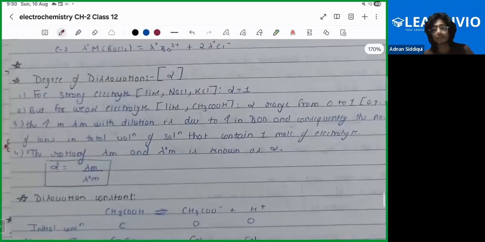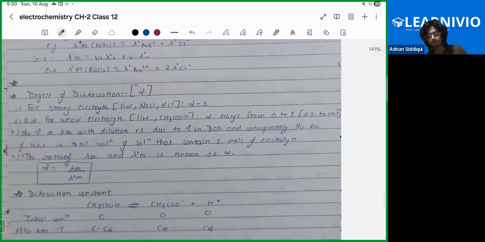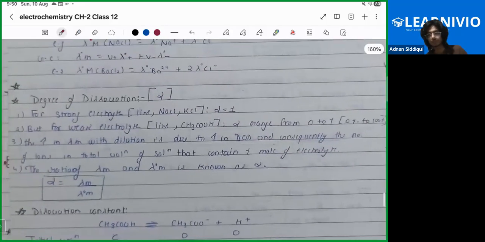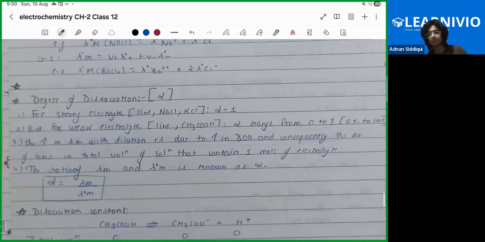Degree of dissociation. We have talked about this term in the solution chapter. So do you remember anything about this? What is degree of dissociation? Like how much it breaks down, how much it dissolves. Good. So for a strong electrolyte, what is your degree of dissociation? What is this one signifying? 100% dissociation. Good.